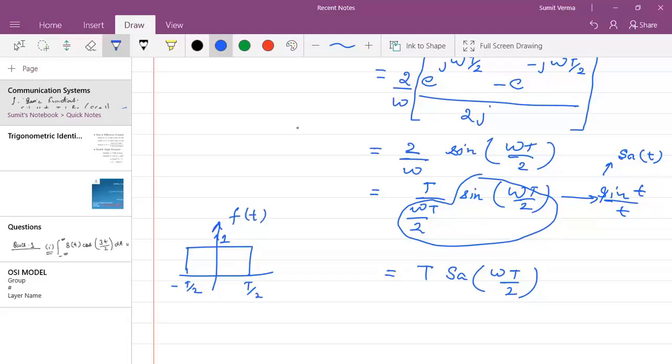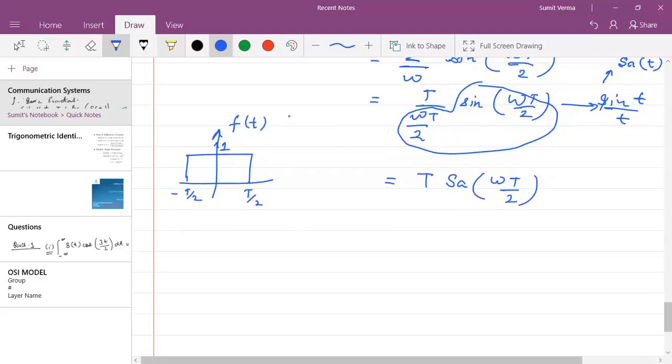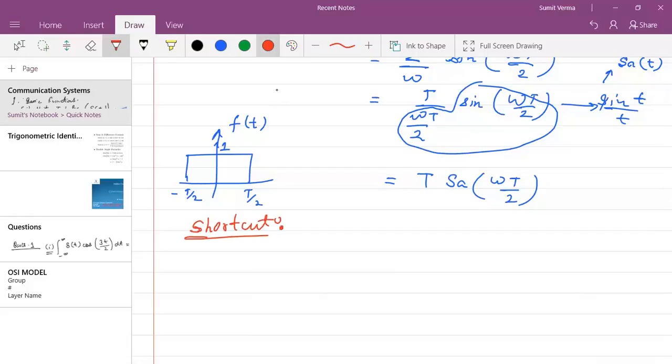So this is a conventional method to get this, but we have a shortcut method for this also. So what is the shortcut method? Let's just see that shortcut method now. How can you get this Fourier transform directly by seeing this function? I'll just tell you how, by seeing this function, you can tell its Fourier transform.